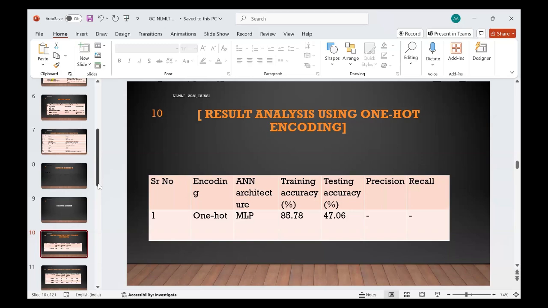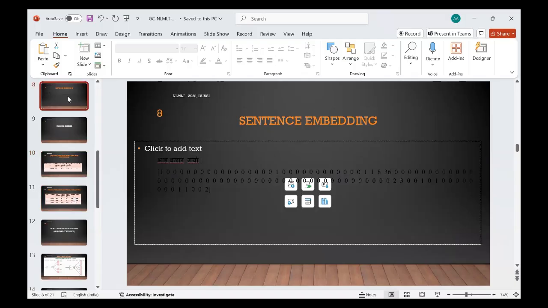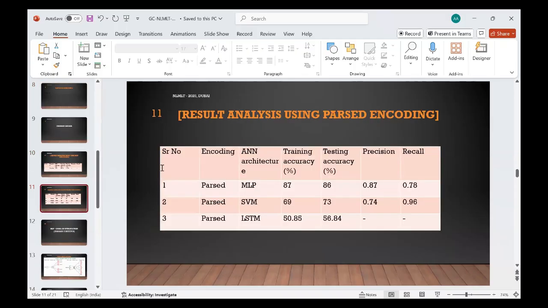One hot encoding is not that efficient, so we have used the sparse encoding. Just now I discussed this array, this kind of vector. We have given the sparse encoded form as an input, and a few architectures, multi-layer perceptron, support vector machine, and LSTM, are used to train the network.